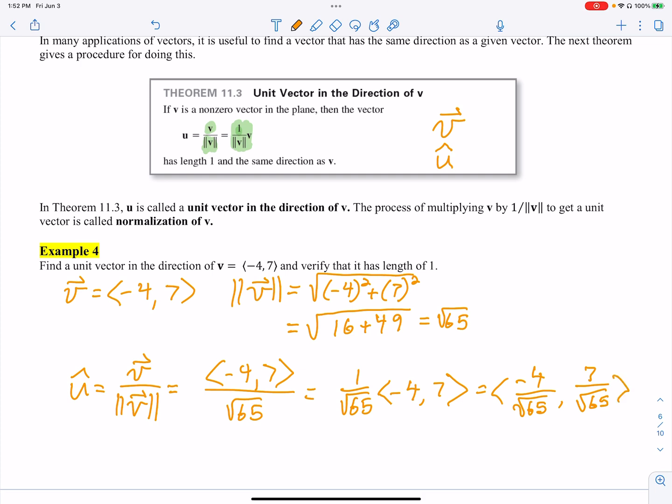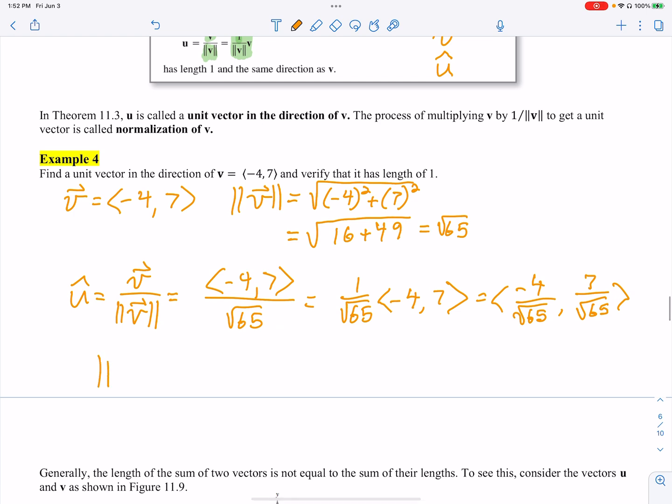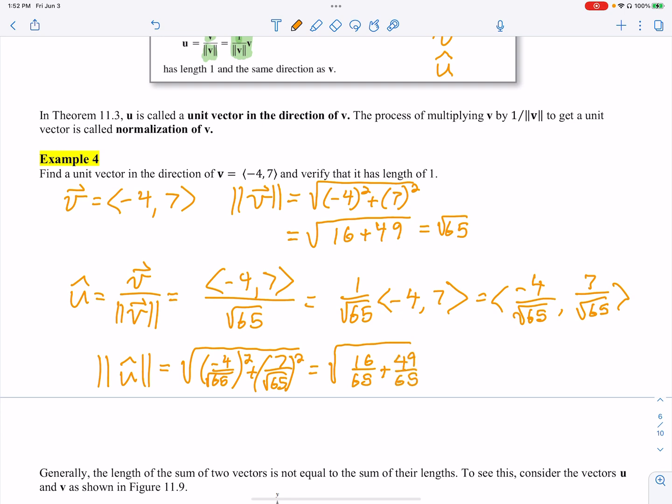They want us to verify that it is a unit vector. So I need to take the magnitude of that vector and show that it's 1. So it's the square root of (-4 over the square root of 65) squared, plus (7 over the square root of 65) squared. Inside we get 16 over 65 plus 49 over 65. That is the square root of 1, which is 1. So we have verified it. So how do we find a unit vector? Find the magnitude, divide by it. If you want to check, take the magnitude and make sure it's 1.